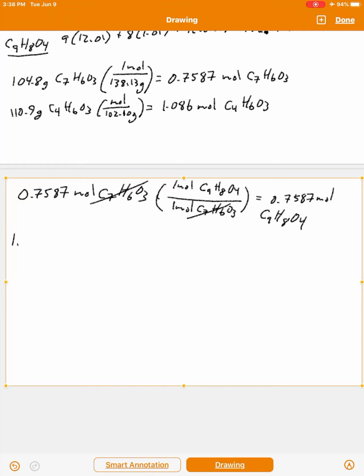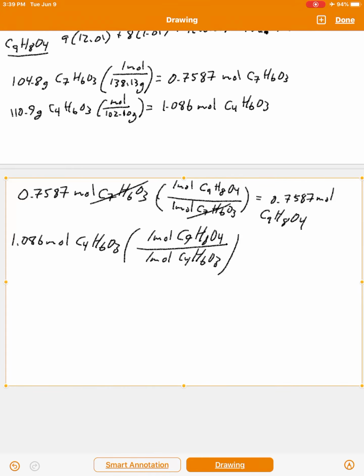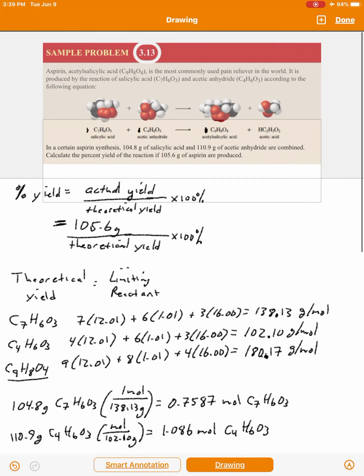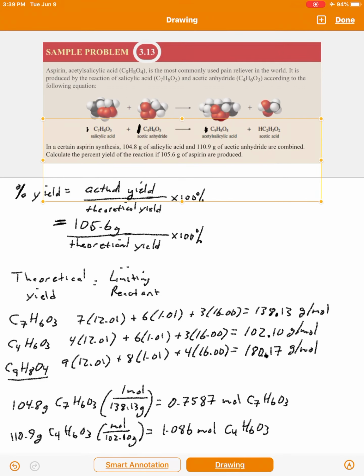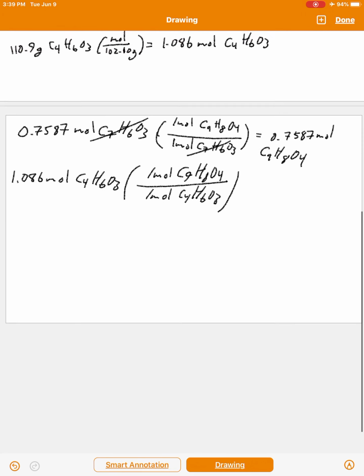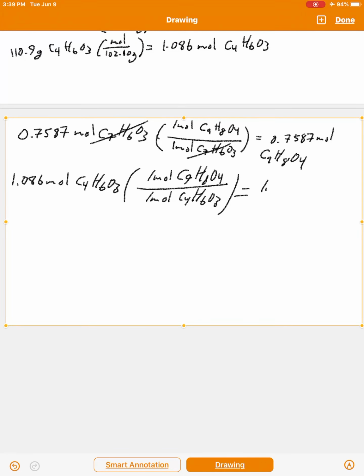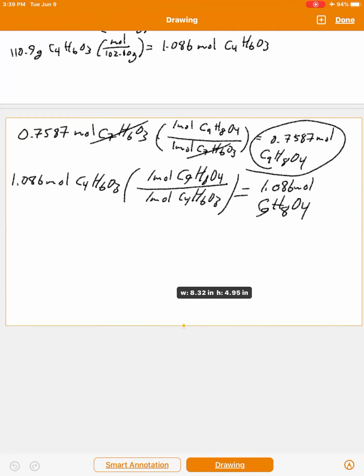If I do the same calculation with the acetic anhydride, it's 1 mole of C9H8O4 for every 1 mole of C4H6O3. That's what's called a 1-to-1 ratio. It occurs quite commonly. 1 of these for every 1 of those. Okay? So you're going to get 1.086 C9H8O4. You pick the smaller number. This is the smaller number for the limiting reactant. So we're going to use that number right there.